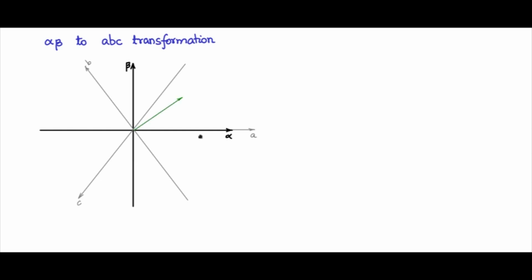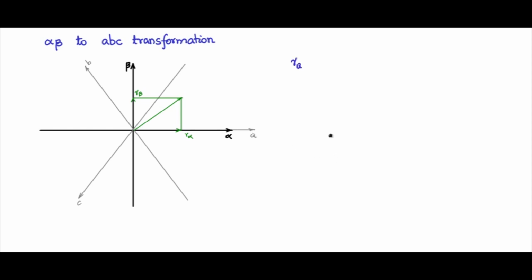Now take an arbitrary vector, and let us resolve it along the alpha beta coordinates, and you have alpha and beta as shown. Now let us say these vectors are R alpha, R beta. Now these vectors have to be transformed into the ABC coordinate system, and they have to be converted into RA, RB and RC vectors along these three axes. So how do you shift R alpha, R beta to RA, RB, RC?